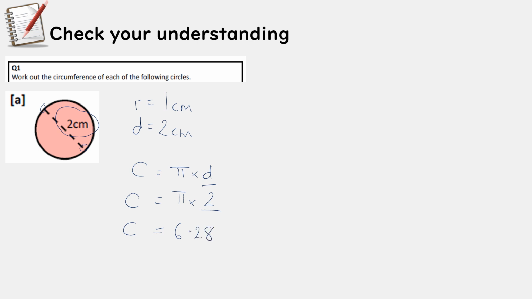6.28. Remember I said to round to 1 decimal place, so 1 decimal place is here, so is that 8 above 5? Yes, so I'm going to round up. We should get 6.3, and don't forget the units, centimeters. Okay, so make sure you're giving your answer to 1 decimal place each time. Brilliant, now carry on with the rest of the questions, and on the next slide we've got the answers.